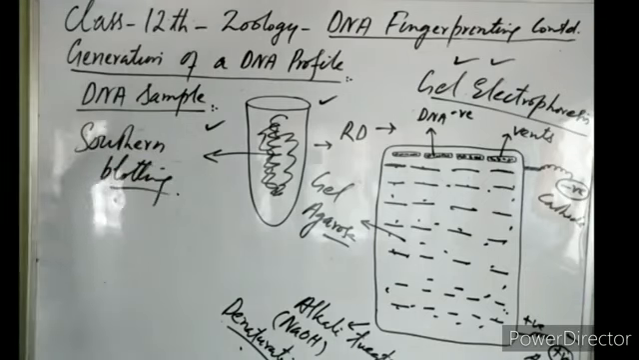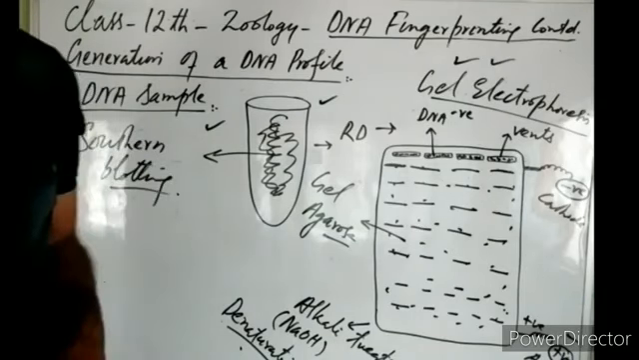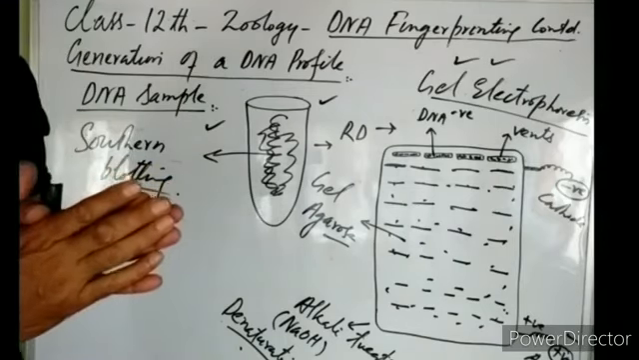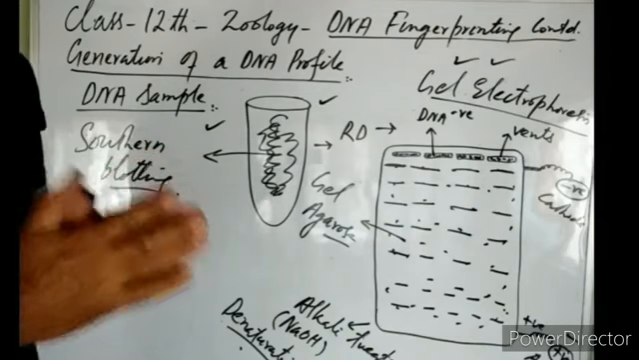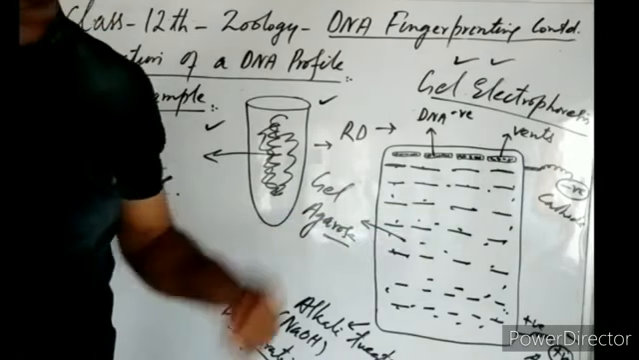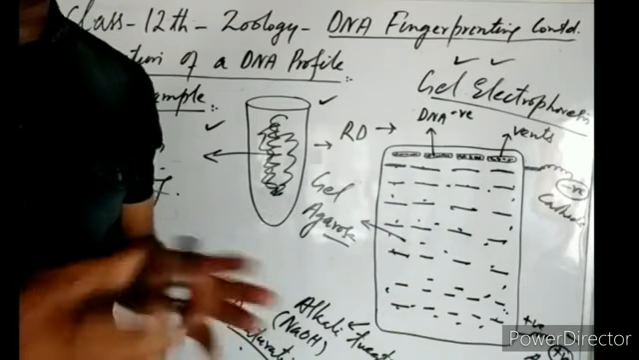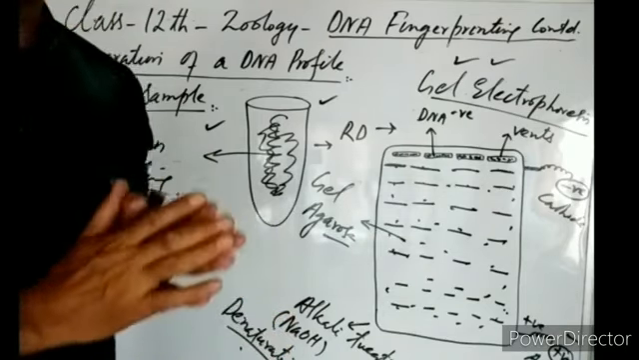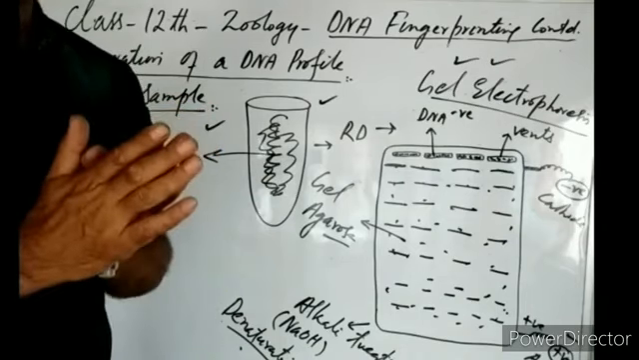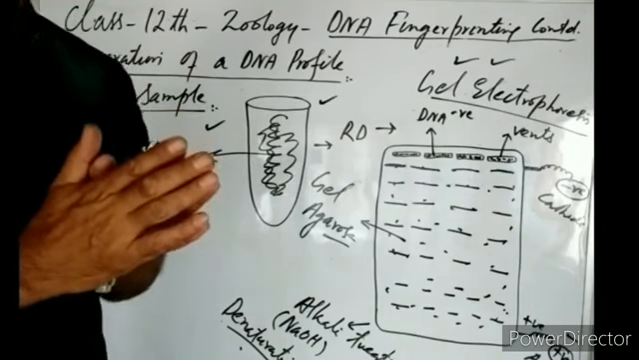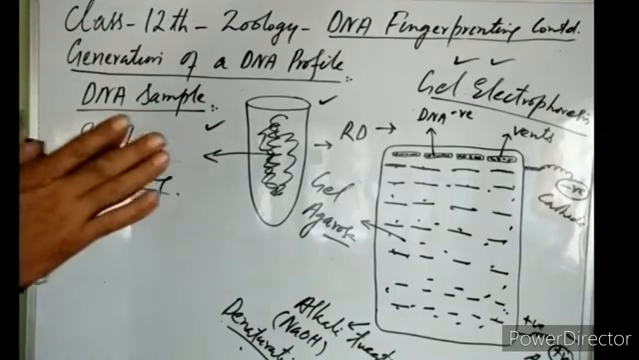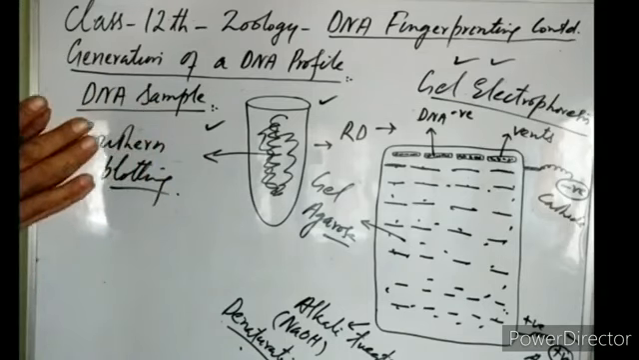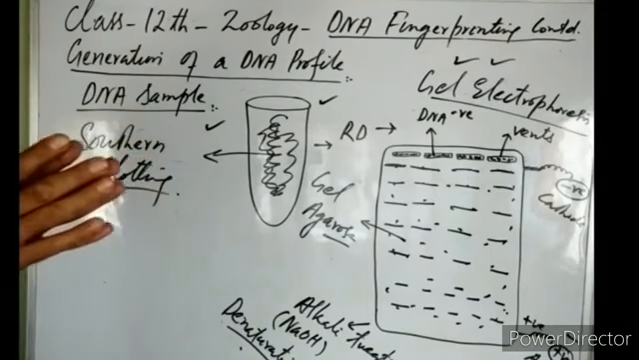So what is Southern blotting? Southern blotting is a technique of preservation of DNA permanently onto nitrocellulose paper. If we keep this DNA in the tray, it will degrade, it will get destroyed. In order to permanently save this DNA, we have to transfer it onto a nitrocellulose paper where it will remain preserved. This technique was developed by a scientist known as Southern, so for that reason, it is known as Southern blotting. So what is done in Southern blotting?